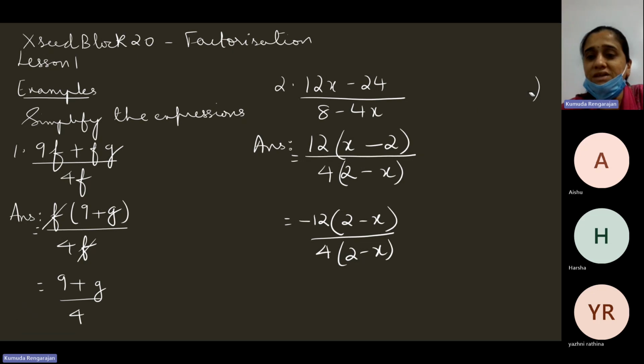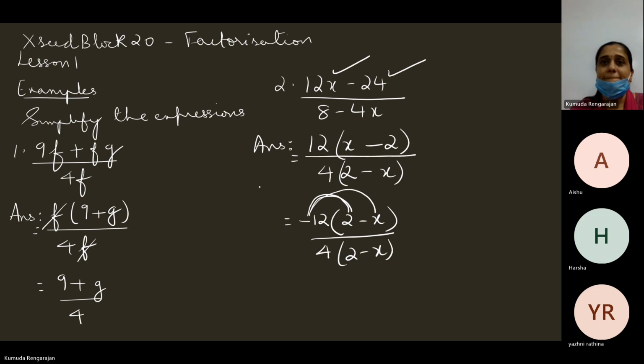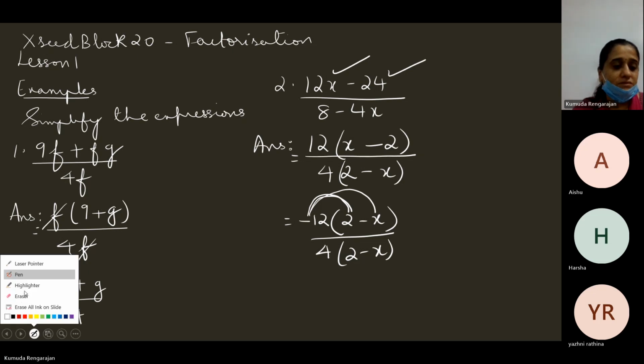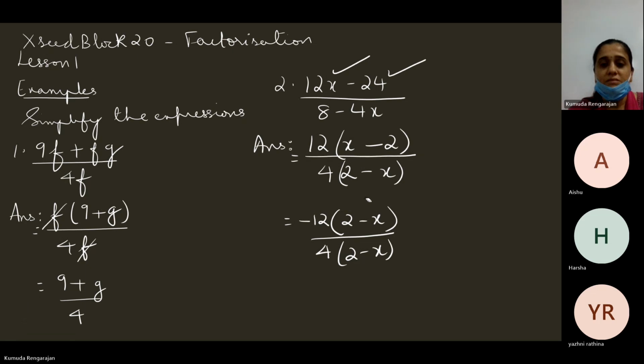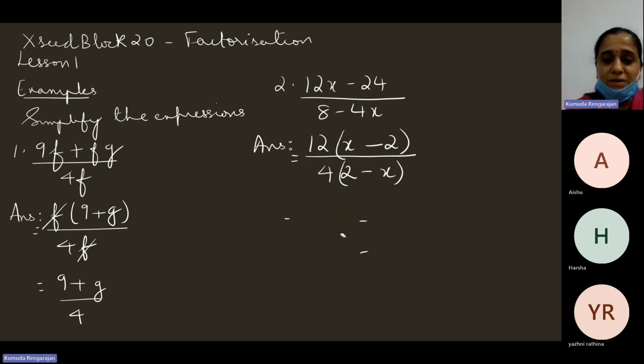Now we'll just multiply and see if it really works. What is minus 12 into 2? Minus 24. You can see that here. And what is minus 12 into minus x? Minus into minus is plus, 12 into x is 12x, plus 12x. Here, it's the same. So we'll just do this again, this part.